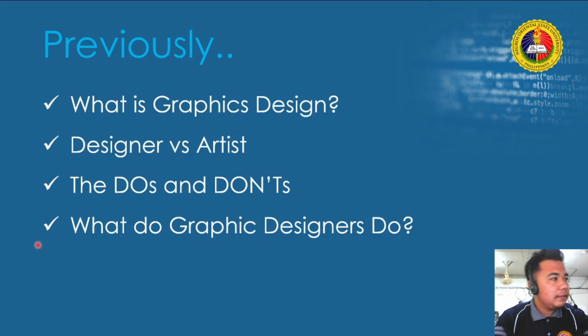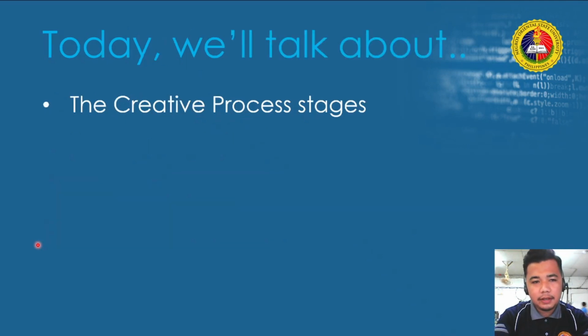Now, previously we've talked about the introduction to graphics and visual computing, and particularly we've talked about what is graphic design. We've talked about the difference between a designer and an artist. We've talked about the do's and don'ts for graphic designing, and what graphic designers do. Today, we'll only be talking about the creative process stages.